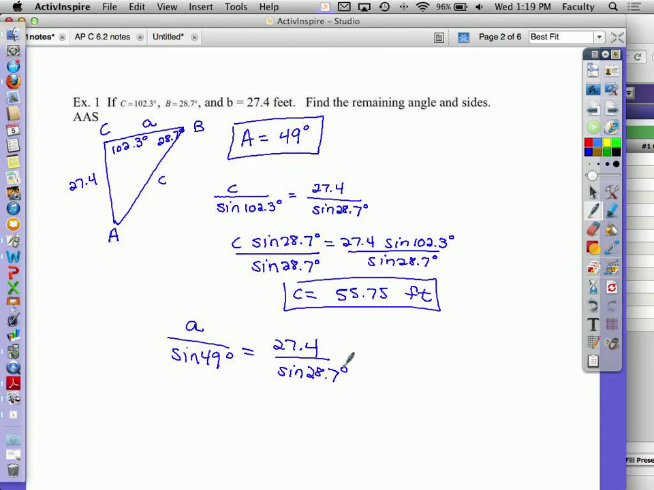All right, so cross multiply and divide. And I got A was 43.06 feet. So if a problem says solve a triangle, it means find the remaining angles and sides. Okay, do you guys remember this?